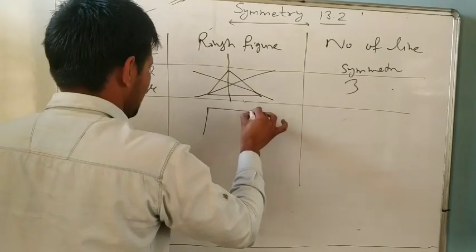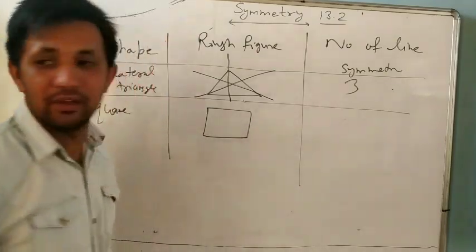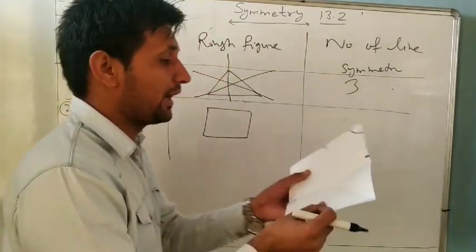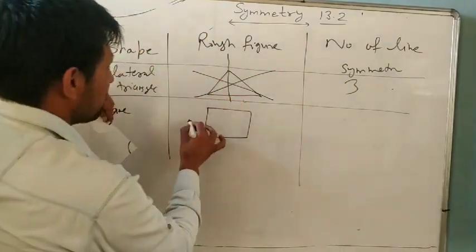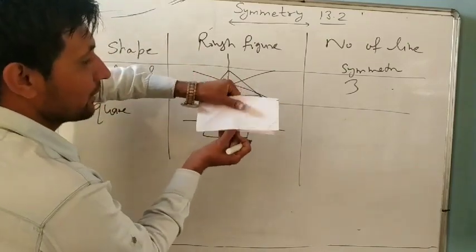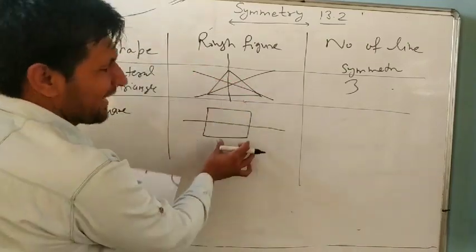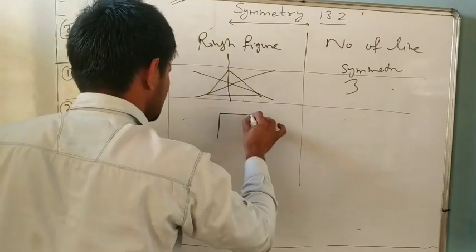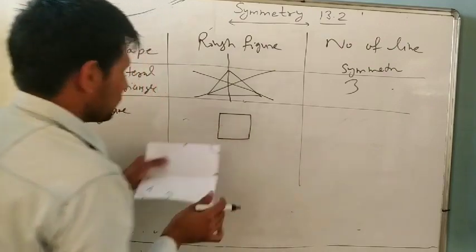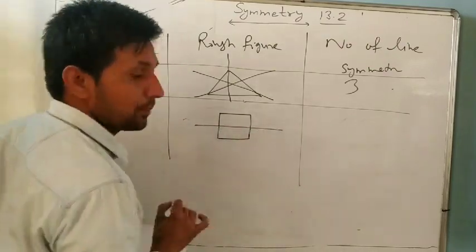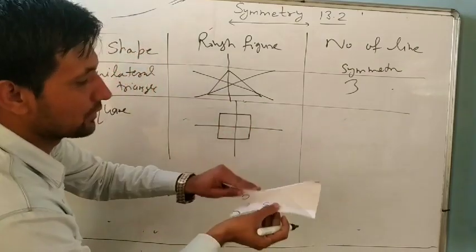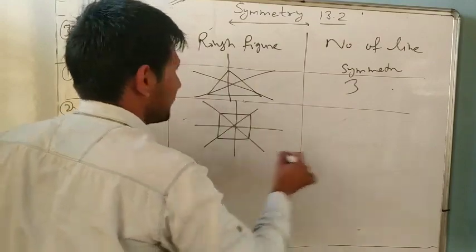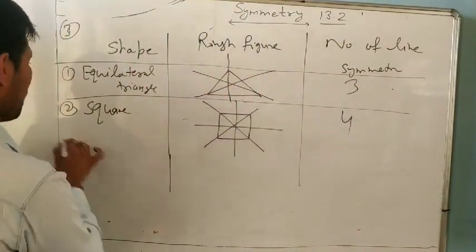Now we will find for a square. In a square, how many lines of symmetry? First is horizontal. Yes, it is. Next, it is like a rectangle, but you have to make it a square. When we fold horizontally, it is a line of symmetry. Vertical is also a line of symmetry. In a square, the diagonal is also a line of symmetry. So how many? There are 4.